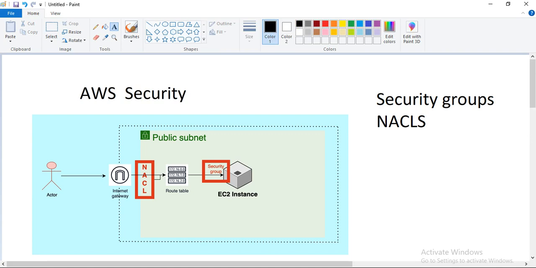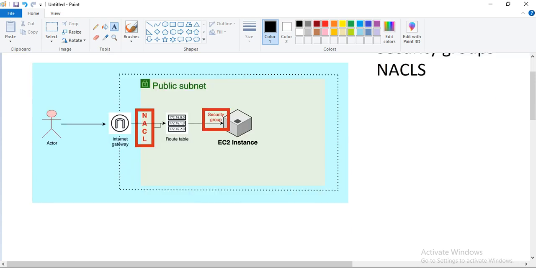First, let's talk about security groups. As you can see in the diagram, a security group acts as a virtual firewall for the EC2 instance at the instance level. It controls inbound and outbound traffic by allowing and denying specific protocols, ports, and IP addresses. For example, we only want port 80 to be accessed, and we don't want port 22 to be open, and this is how we manage the allowed ports.